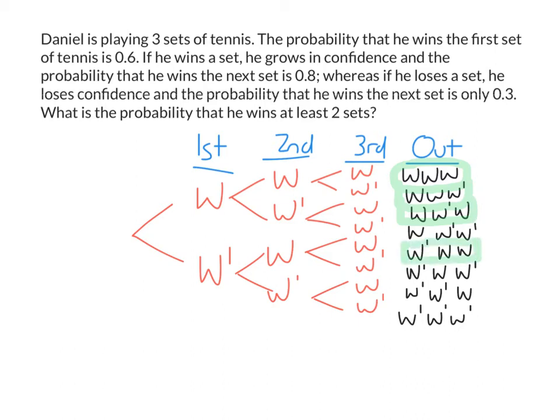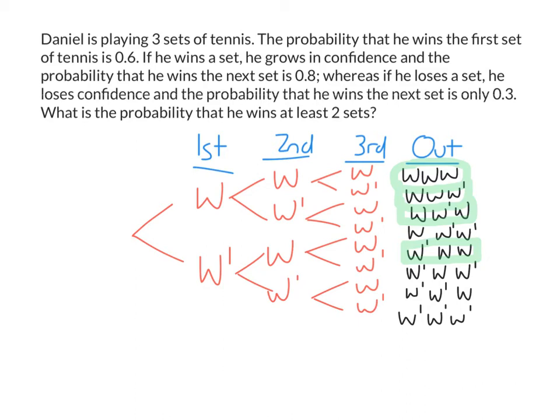Okay, so that's the handy thing about the tree diagram. It shows us all the ways that he could win at least 2 sets. So now we just have to find the probability of each of these. And no, each of them doesn't have probability 1/8 because they're not equally likely. This is a bit complicated because the win and not win probabilities change all the time. So let's go through and look at what the question's saying.